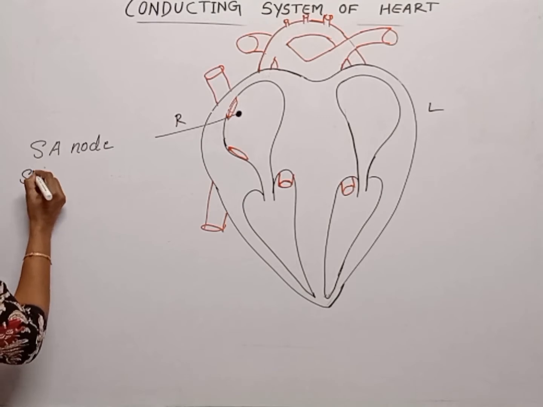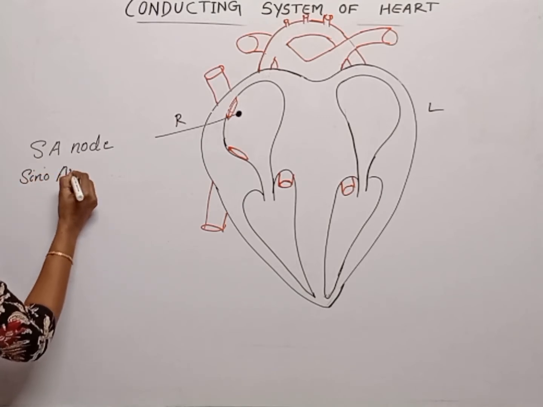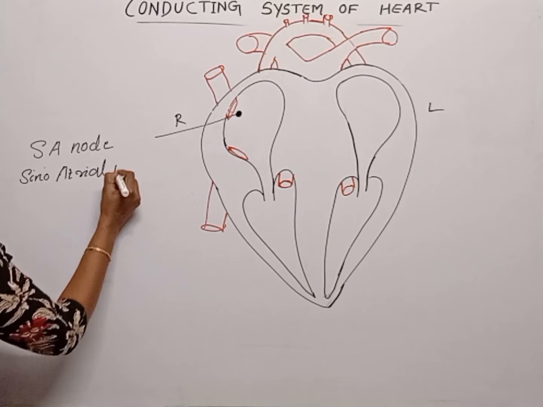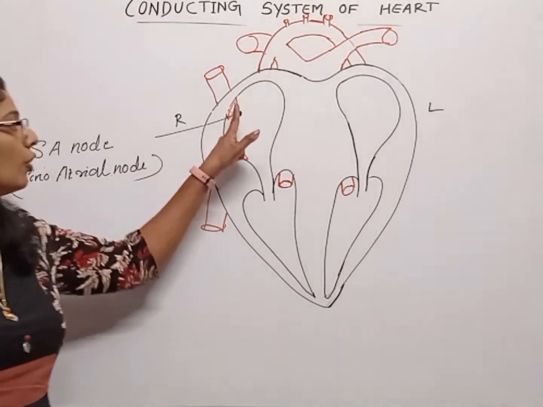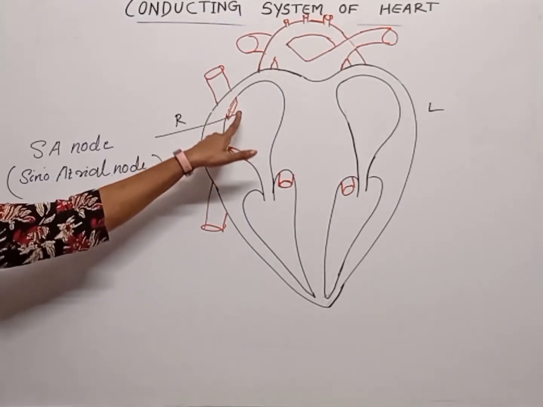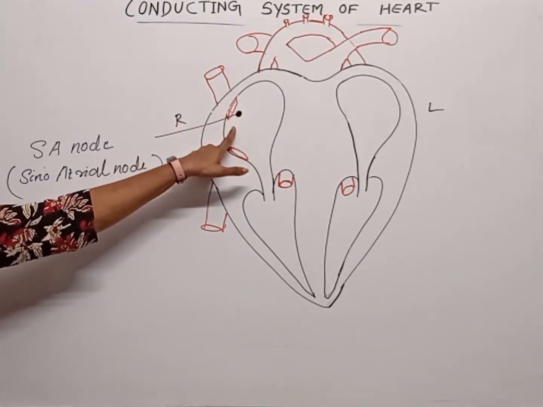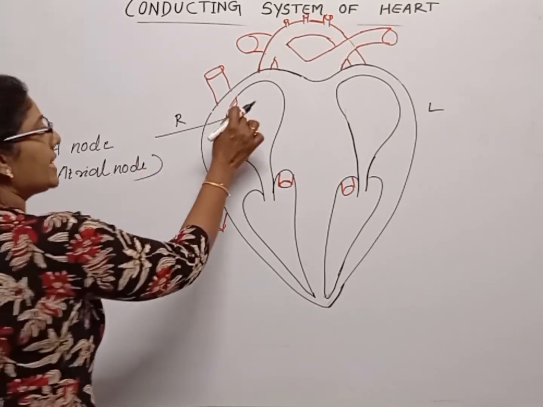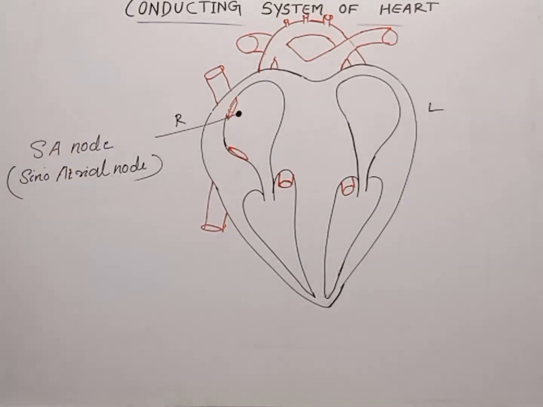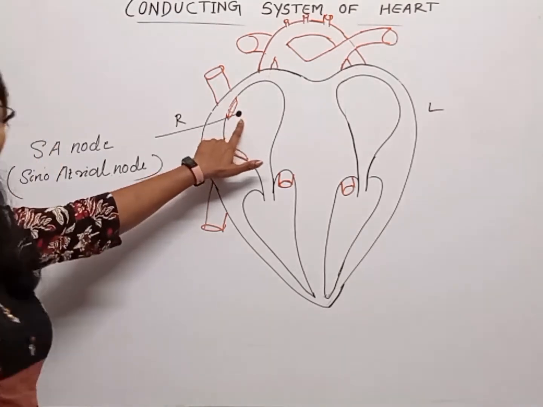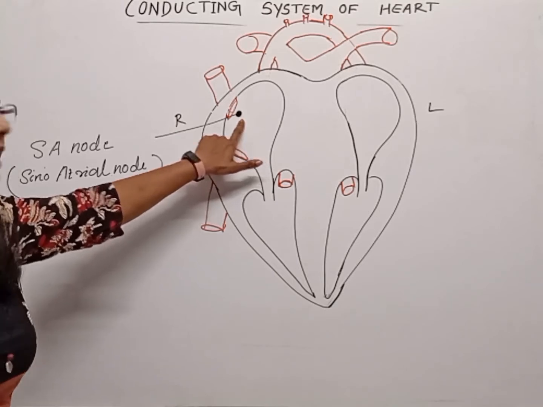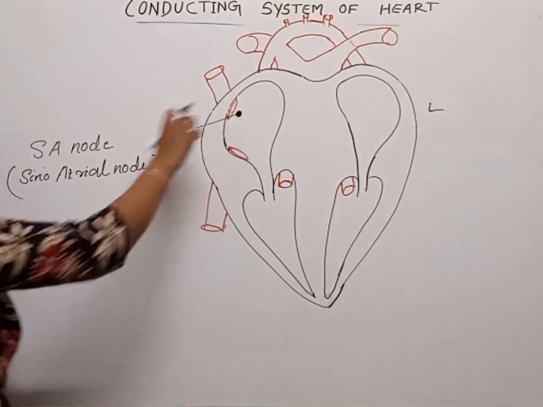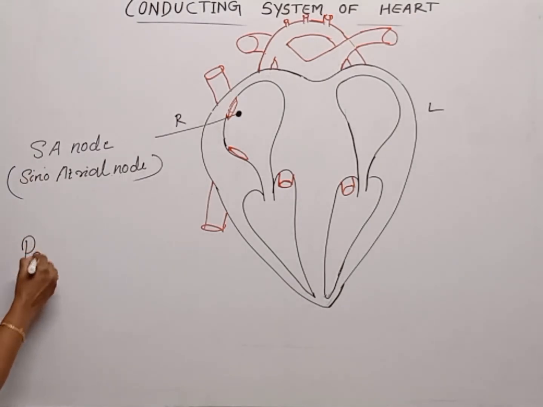That is sinoatrial node. This is located in the wall of the right atrium, just below the opening of the superior vena cava. Now this SA node is known as the natural pacemaker of the heart, because it is capable of generating the wave of contraction. That is why the SA node is called the natural pacemaker of the heart.